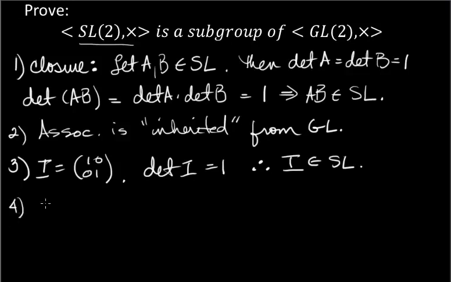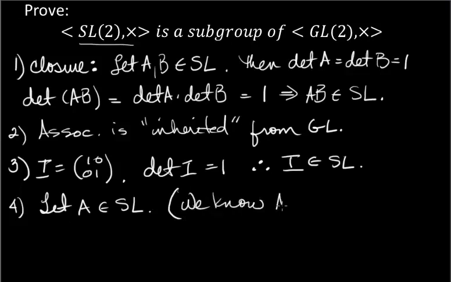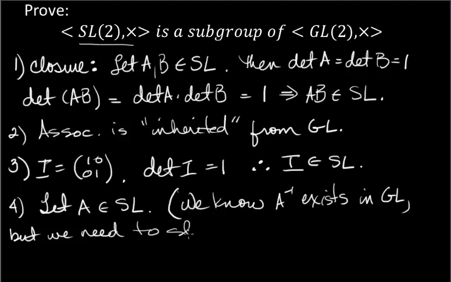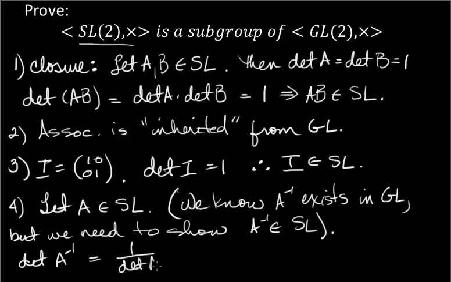And number 4, let's get inverses. Let A be any element of SL. Now, we know A inverse exists in GL, since GL is a group, so we already know there's an A inverse. We need to show that A inverse lives in SL. But we've done that before. It's very easy. The determinant of A inverse is equal to 1 over the determinant of A. And the determinant of A is 1, so the determinant of A inverse is 1. And we can say, therefore, A inverse does live in SL. And we can conclude that SL2 is a subgroup of GL2.